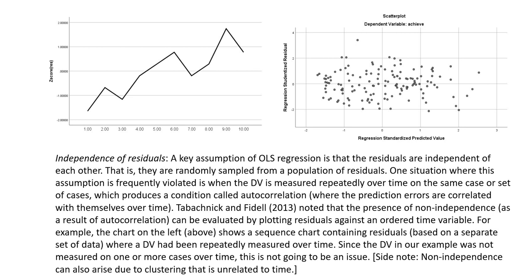And so one way to evaluate that, if you have a variable that's measured repeatedly over time or something of that nature, is to utilize a sequence plot. So on the left, this is an example of a sequence plot. It's not using our actual data because our actual data wasn't measured over time. It was actually measured all at the same time. So there's no reason to suspect a relationship between the residuals and time. But this demonstration over here on the left is just a sequence plot, which gives you an idea about how the residuals are varying over time.